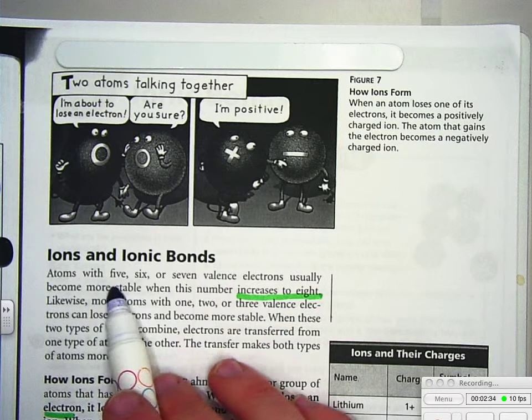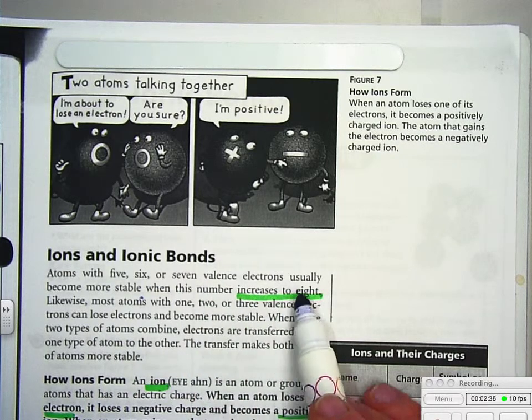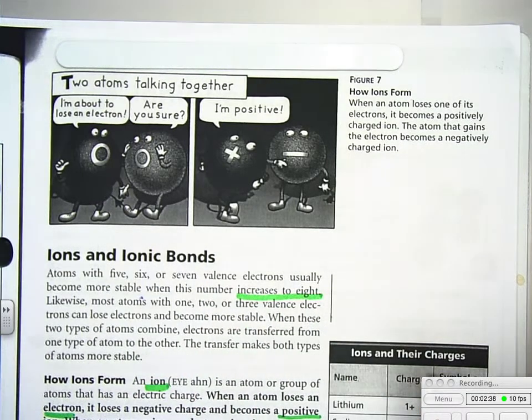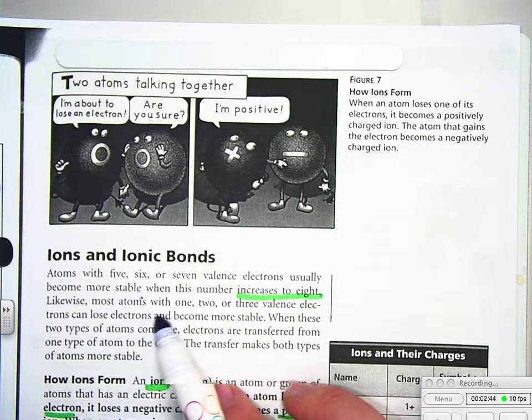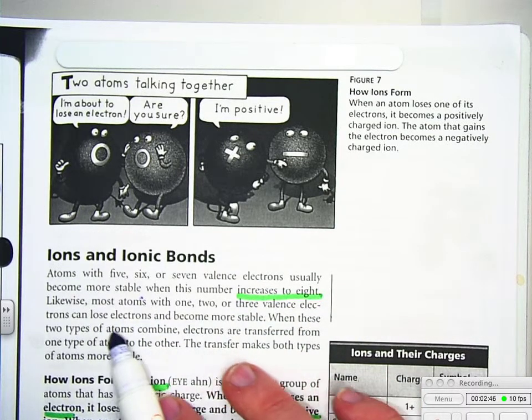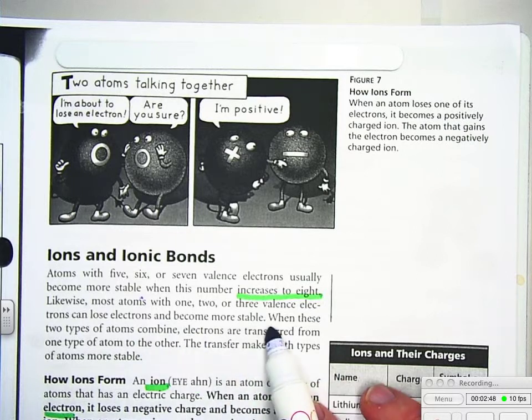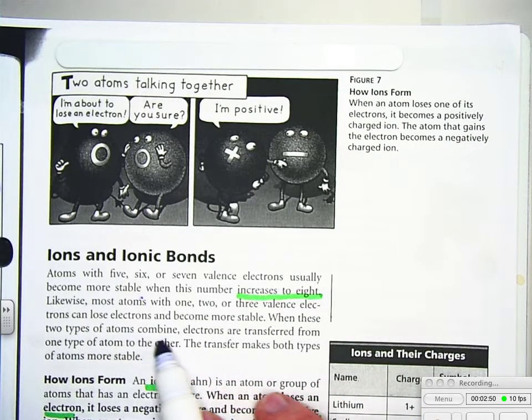Atoms with 5, 6, or 7 valence electrons usually become more stable when this number increases to 8. Check the last video if you forgot what valence electrons are. Likewise, most atoms with 1, 2, or 3 valence electrons can lose electrons and become more stable. When these two types of atoms combine, electrons are transferred from one type of atom to another. The transfer makes both types of atoms more stable. How ions form.